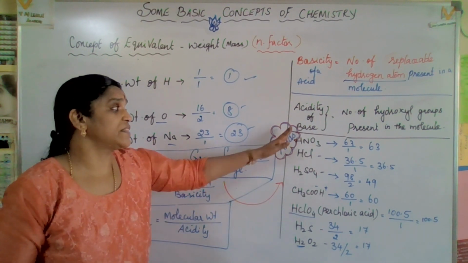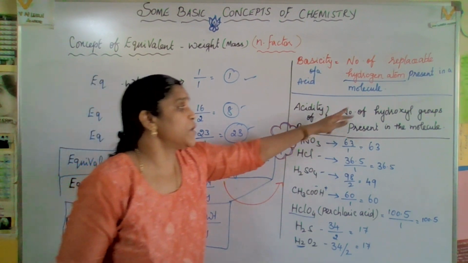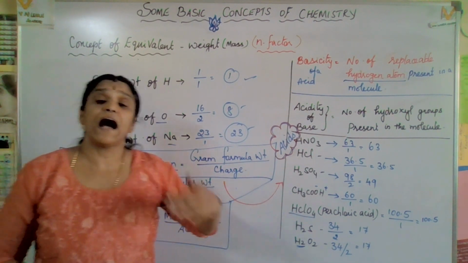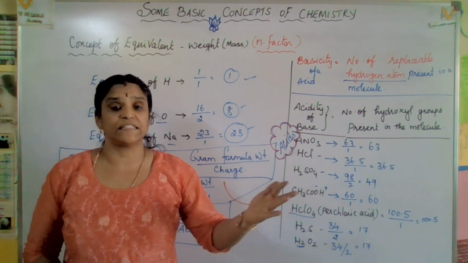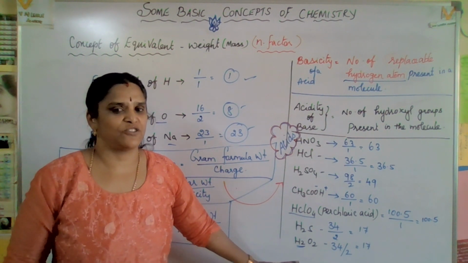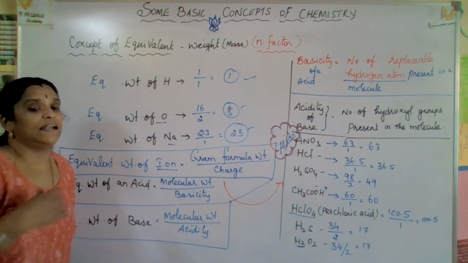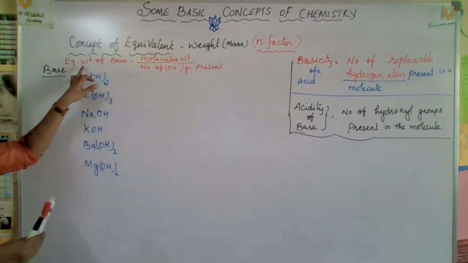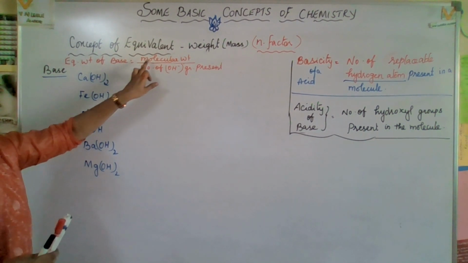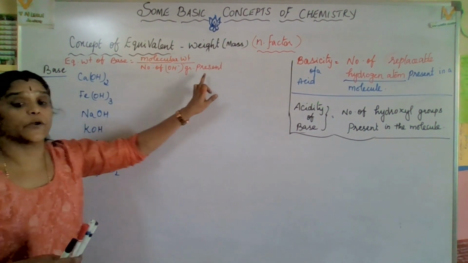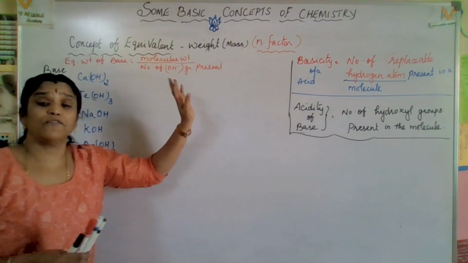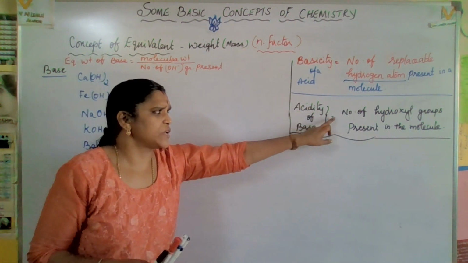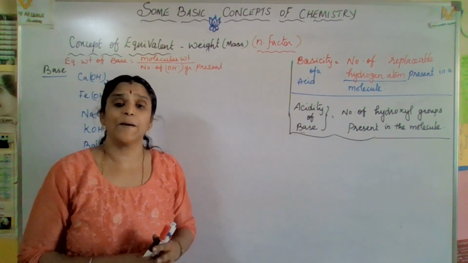Come on, let us check the acidity of base, the number of hydroxyl groups present in the molecule. Let us check that also, and hydro acids and oxy acids, upcoming points. Now let us check the equivalent weight of base: molecular weight by number of hydroxyl groups present in it. The number of hydroxyl groups present is also known as the acidity of base. So acidity of base is equal to the number of hydroxyl groups present in the molecule.